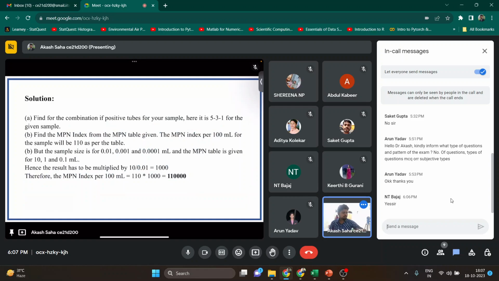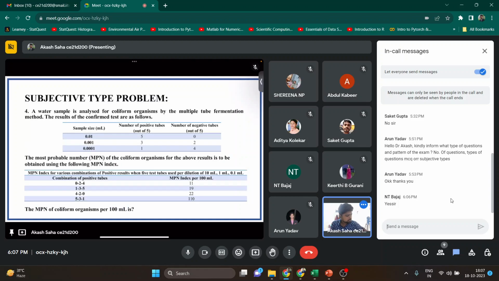So first, we have to find out the combination of the positive tubes. So here it is 531. Okay, so now we will check the NPN index. For 531, the NPN index is 110. That is, 110 coliforms are present per 100 ml of sample, or for 100 ml of the system.